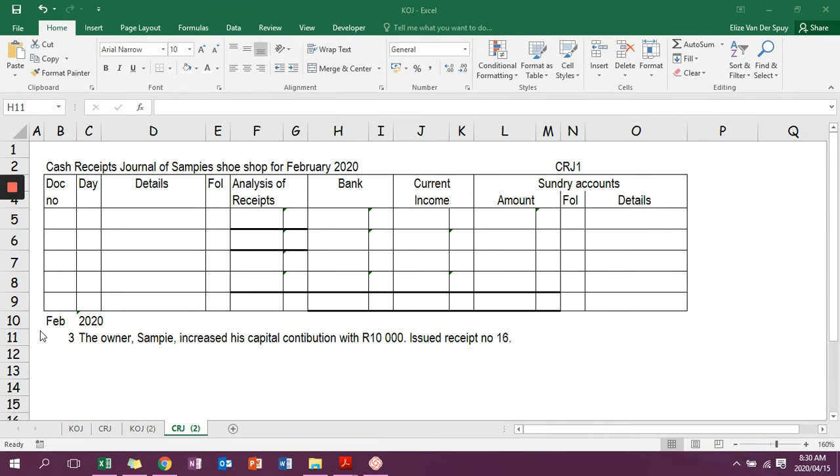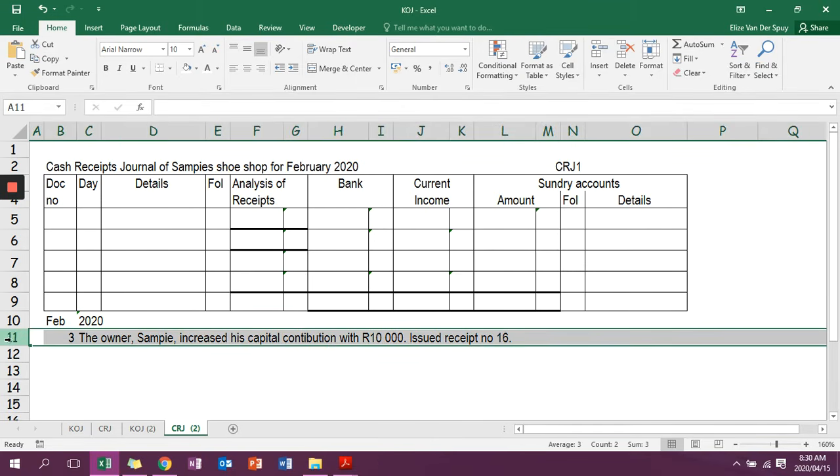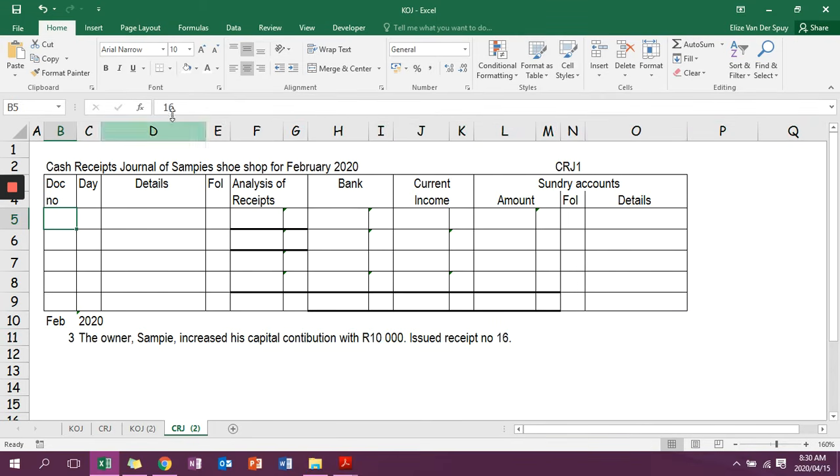So here you can see is your transaction. The first transaction says on the 3rd, the owner, Sampie, increased his capital contribution with 10,000 Rand and we issued receipt number 60. Alright, so all the information is in our transaction. We just need to write it in. So document number is number 16. There they give it to us, number 16. The day is the 3rd.